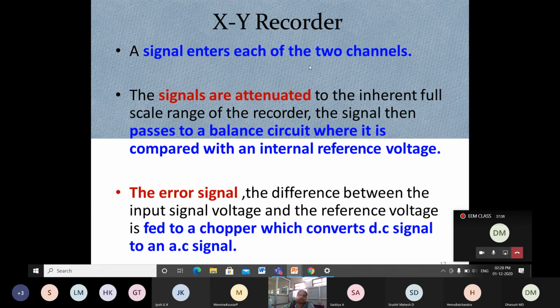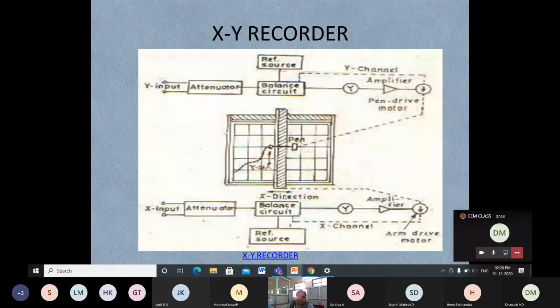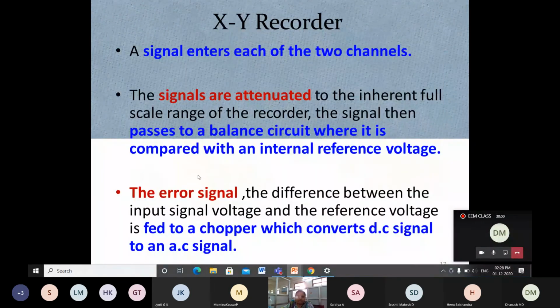Next, a signal enters each of the two channels, X channel and Y channel. The signals are attenuated to the inherent full scale range of the recorder. The signal then passes to the balance circuit where it is compared with the internal reference voltage. The comparison is done here. Then the error signal, the difference between the input signal voltage and the reference voltage.